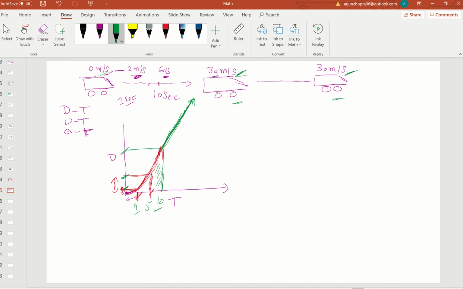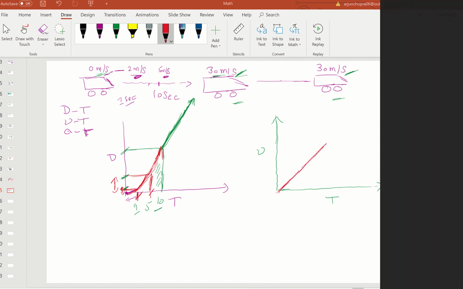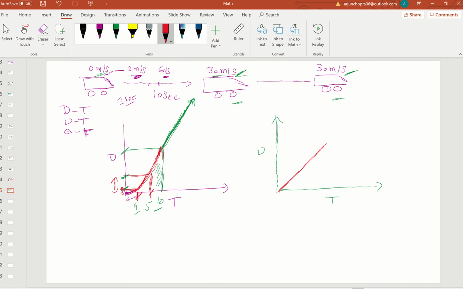Now if I wanted to draw the velocity time graph for the same situation, how can I draw it? So let's look into the velocity time graph. Initially the velocity was 0 meters per second, and then the velocity changed to 30 meters per second after 10 seconds. As the time is increasing, the velocity is also increasing. So what kind of graph will I come up with? Time is increasing, velocity is increasing, so it will be a slant line like this for the first 10 seconds. And once the first 10 seconds are over, the velocity does not change. It's 30 meters per second, and it stays 30 meters per second for the rest of the journey.